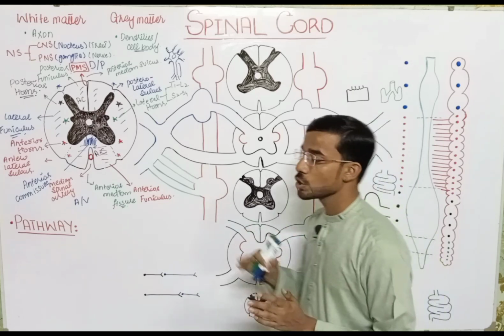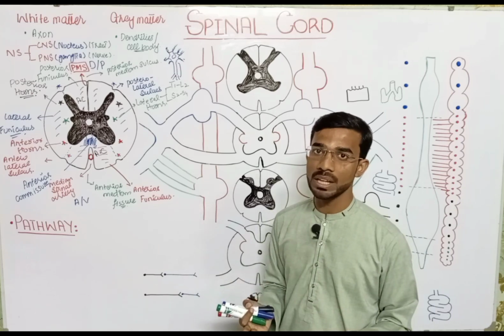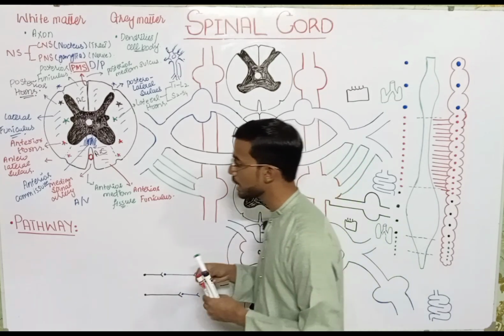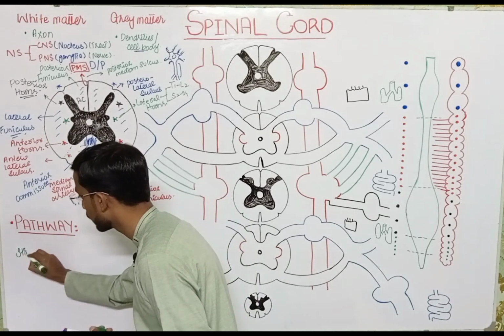Next, moving forward. First of all, we discuss the basic pathway of the nervous system. Here you can see, first of all, we see the stimulus.